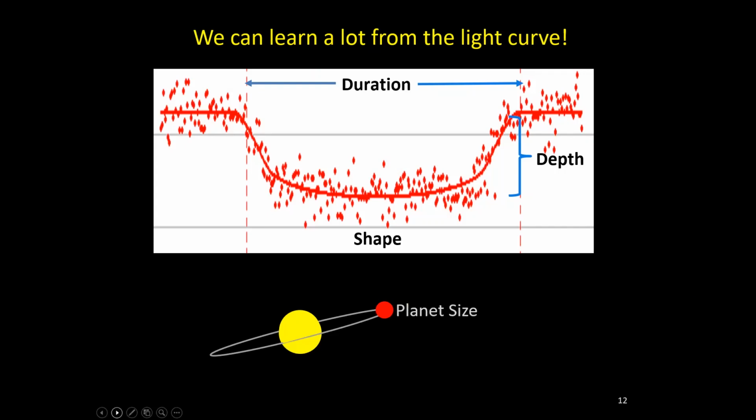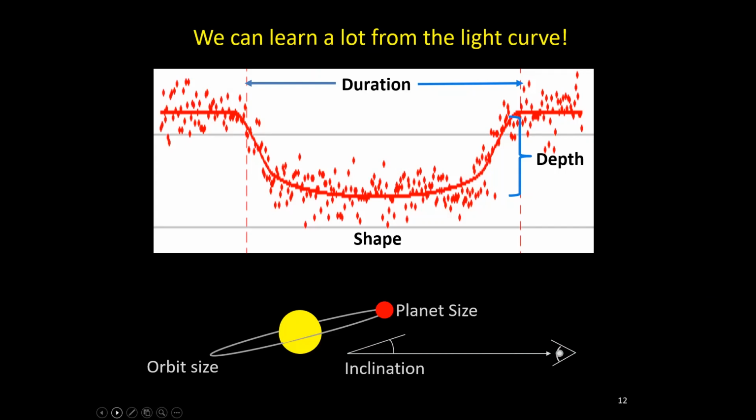The things that we can ascertain by looking at the light curve would be, for example, the radius or the size of the planet. Next. The size of the orbit. Next. And the inclination of the orbit from our line of sight, simply from the light curve. So we get a lot of information about the planet.